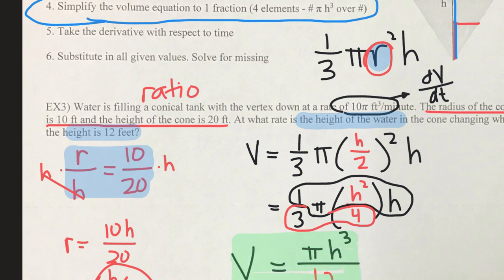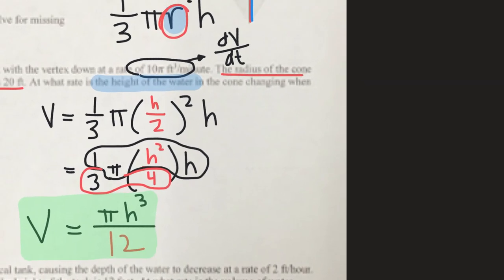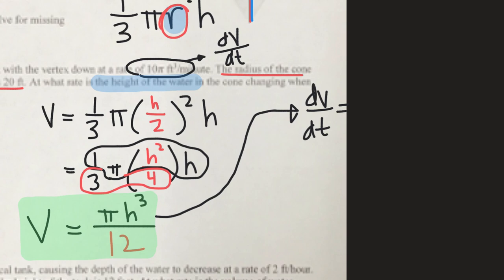Only two variables, V and h. So that is hard part number 1. Actually, that is the hard part. Everything after this is pretty straightforward. So now that I know my volume equation, let's come up here and take the derivative. So the derivative of volume with respect to time, that is our dV/dt. Beautiful. Now, what is my constant on the right side of my equation?